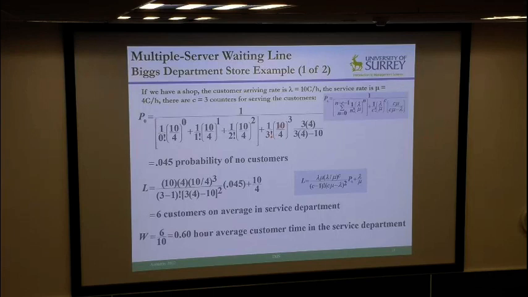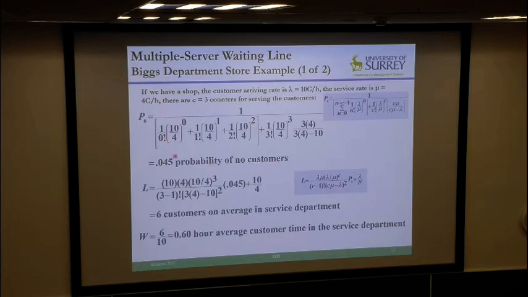Lambda is also 10, and mu is 4 because it's the service rate, with the power of 3, because the power of C equals 3. The next part is C times mu, where C is the 3 counters and mu is the 4 customers per hour. We also have 3 times 4 minus lambda, the arrival rate. This is a pretty big equation, and we should calculate it one by one.